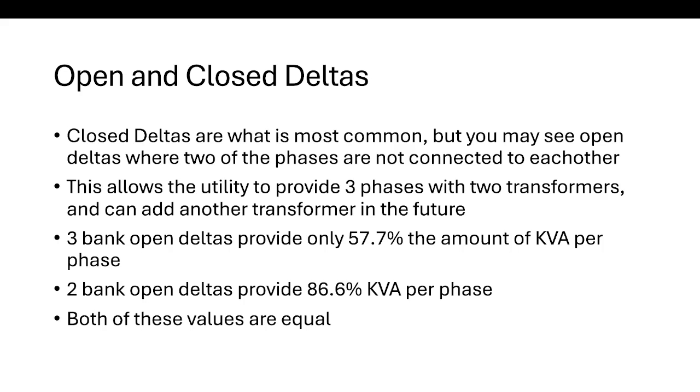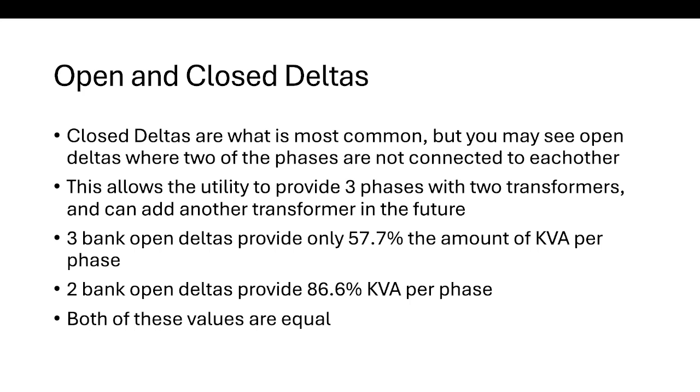So, open and closed deltas. Closed deltas are what is most common, where it's a complete triangle, but you may see open deltas where 2 of the 3 phases are not connected to each other. So for example, it's a triangle missing one of its sides. This allows the utility to provide 3-phase power with only 2 transformers while still allowing another transformer to be added in the future if the demand is needed.